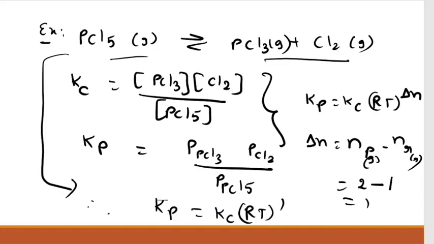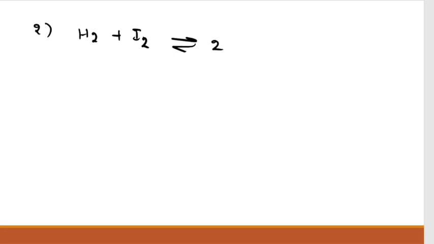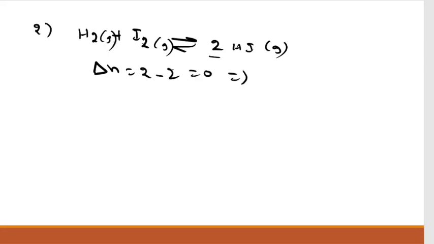Now, H2 plus I2 gives rise to 2HI. Here all are again gases. And delta N, if we consider, is 2 minus 1 plus 1, that is 2 minus 2, nothing but 0. Delta N is equal to 0. That means Kp is equal to Kc into RT power 0. RT power 0 means 1, which implies Kp is equal to Kc.